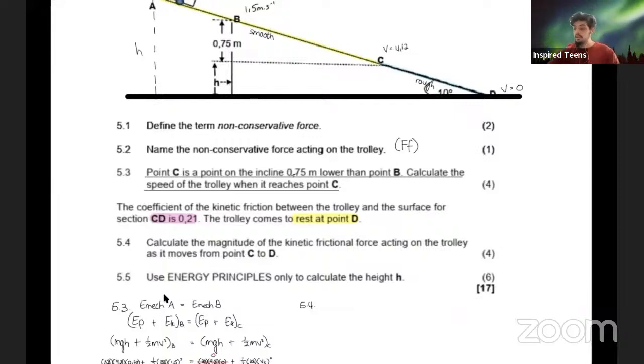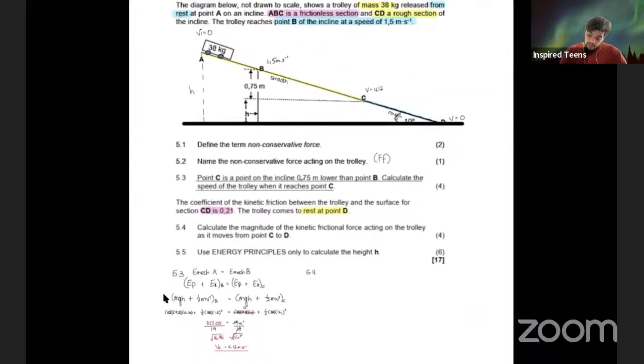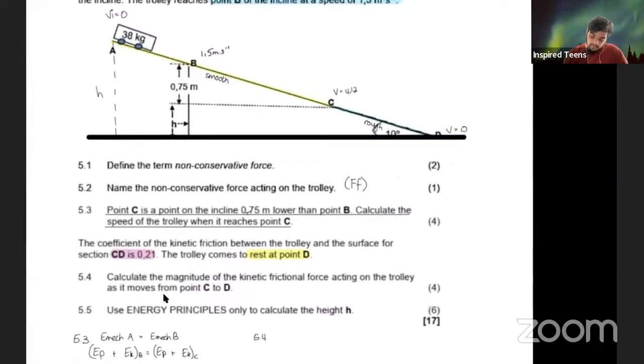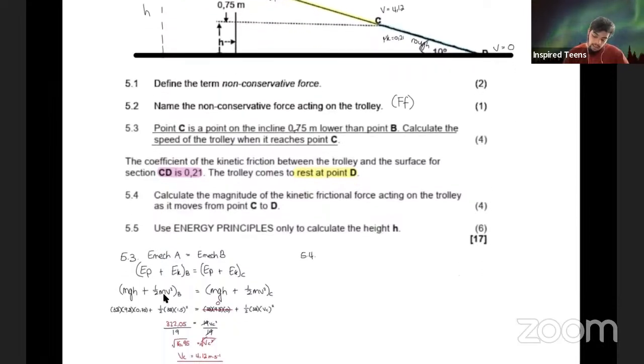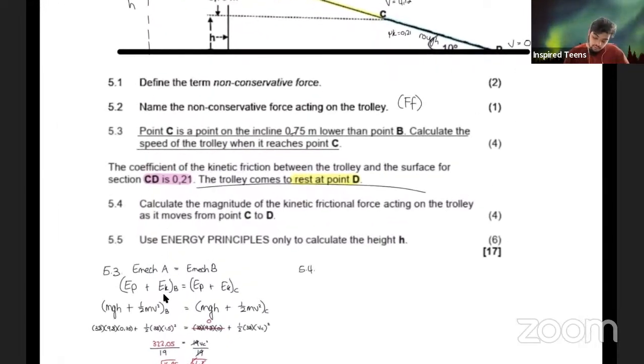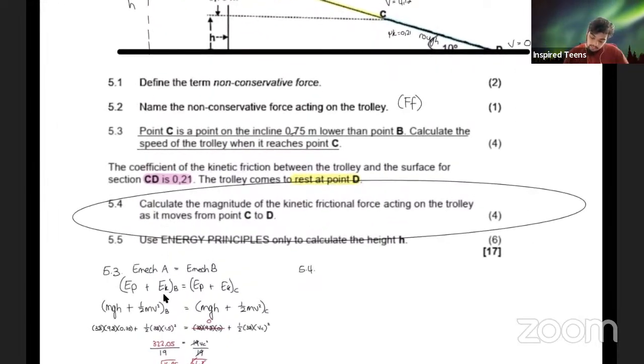Okay, now we know the velocity at C is 4.12. And then we know that the final one at D is 0. That's all the extra information. And then mu k, if you want to write it, you may. Mu k is equal to 0.21. Okay, now calculate the magnitude of kinetic frictional force on the trolley as it moves from point C to D.